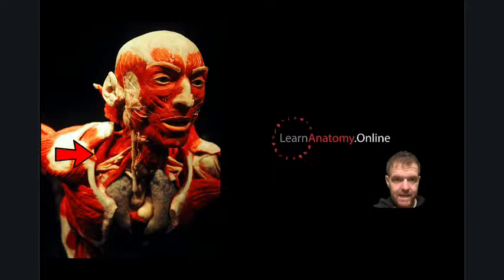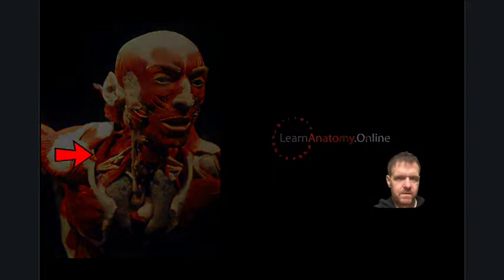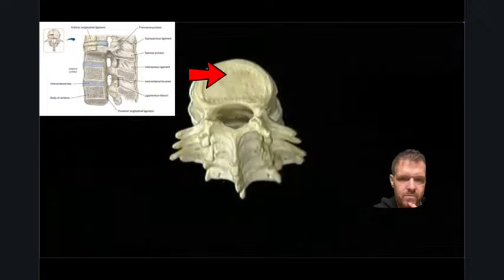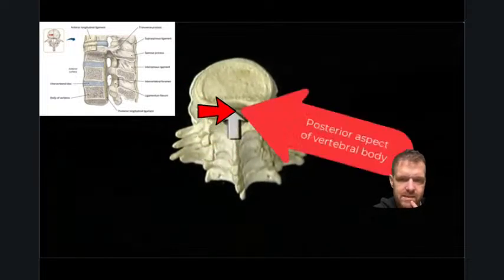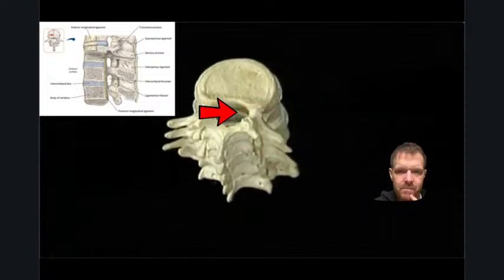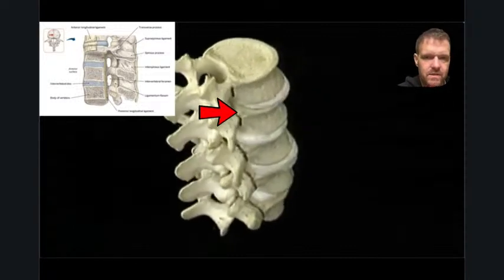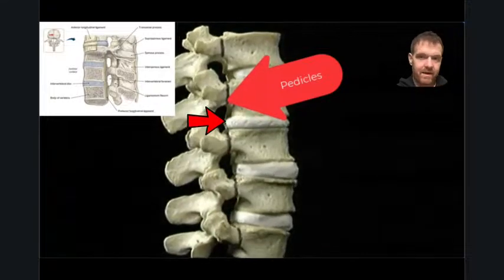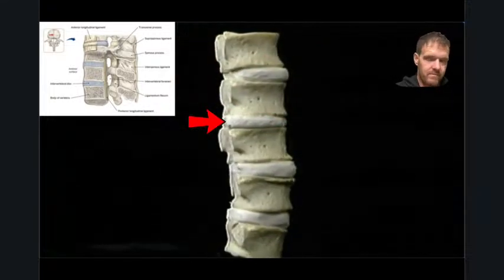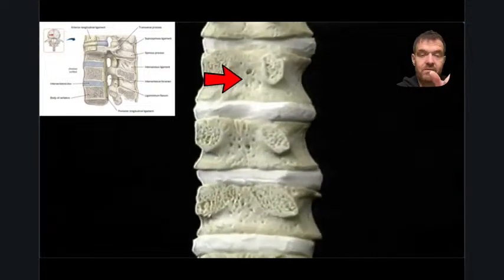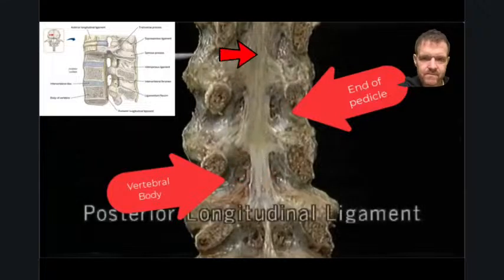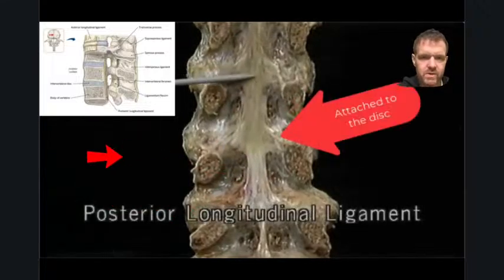So, posterior longitudinal ligament on the back of the vertebral body. All right, so we'll have an orientation in a second again. There's your vertebral body, spinous processes, and we're going to be looking at the posterior aspect. They're going to cut down this pedicle line again, but instead of having a look at the back of the vertebra, we're going to have a look at the back of the vertebral body. So there's the ends of the pedicles again, and then there's your posterior longitudinal.